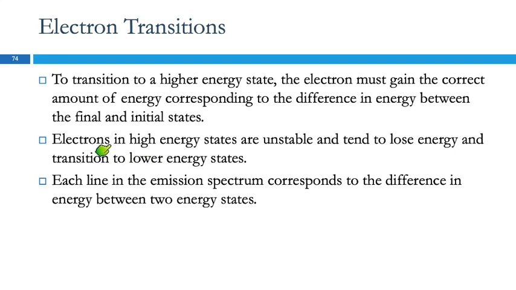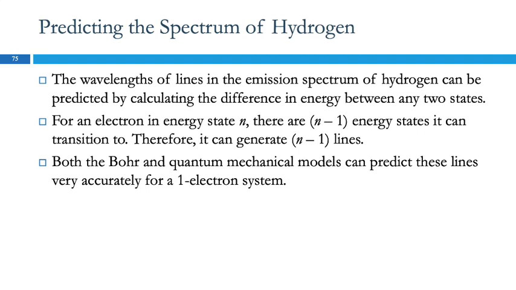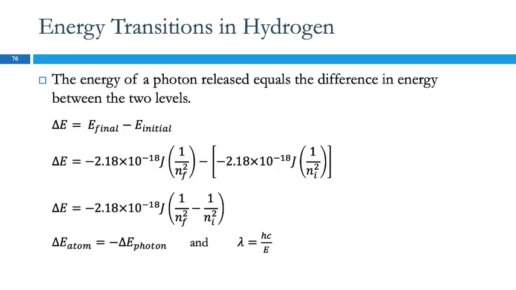So the high energy states are unstable. They tend to lose energy and go back to lower energy states, and each line in the spectrum corresponds to a difference in energy. So we can predict the lines of hydrogen. And the Bohr model and quantum mechanics work for this one because we just have the one electron. So the energy of the photon released equals the difference in energy between the two levels. So the final level minus the initial level, because delta is always final minus initial.